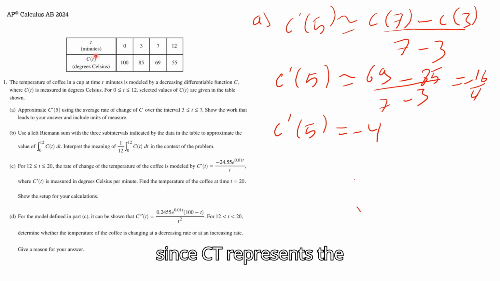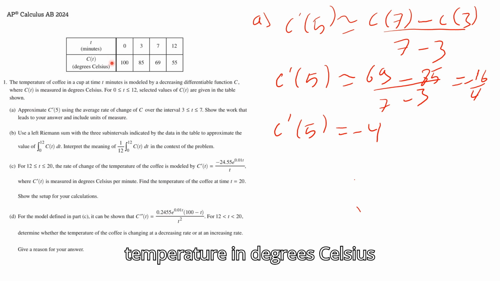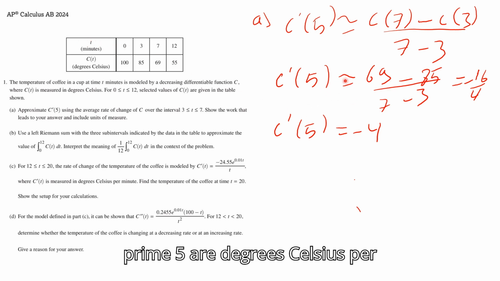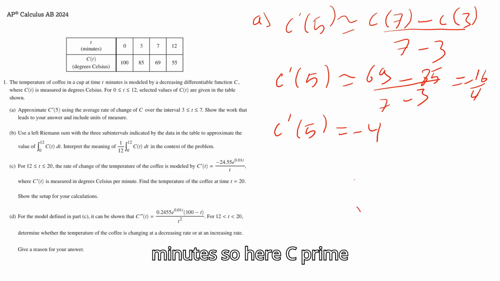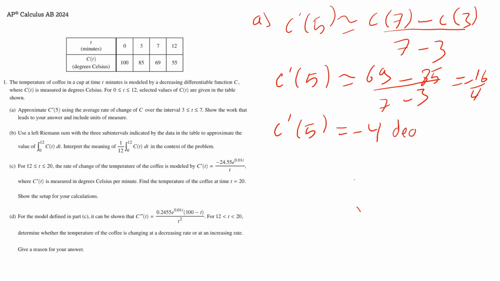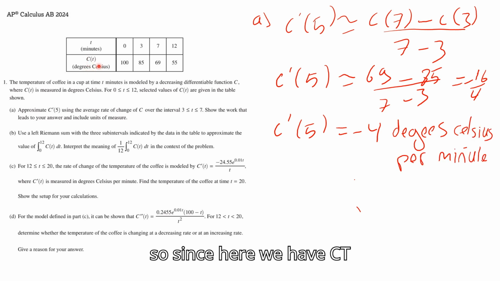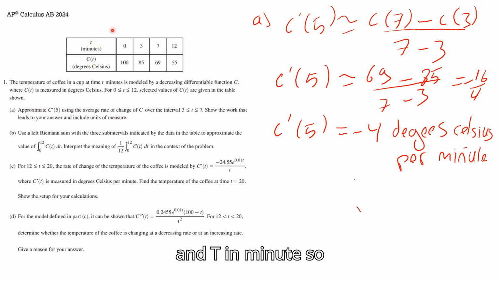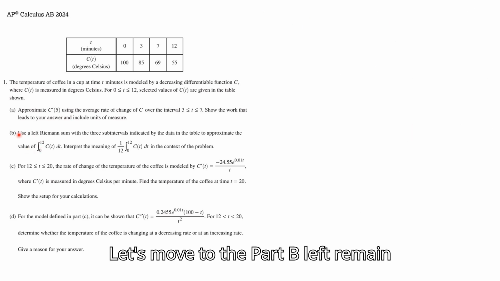Since C(t) represents the temperature in degrees Celsius and t is in minutes, the unit of C'(5) is degrees Celsius per minute. So the units of C' are degrees Celsius per minute. Let's move to part B.